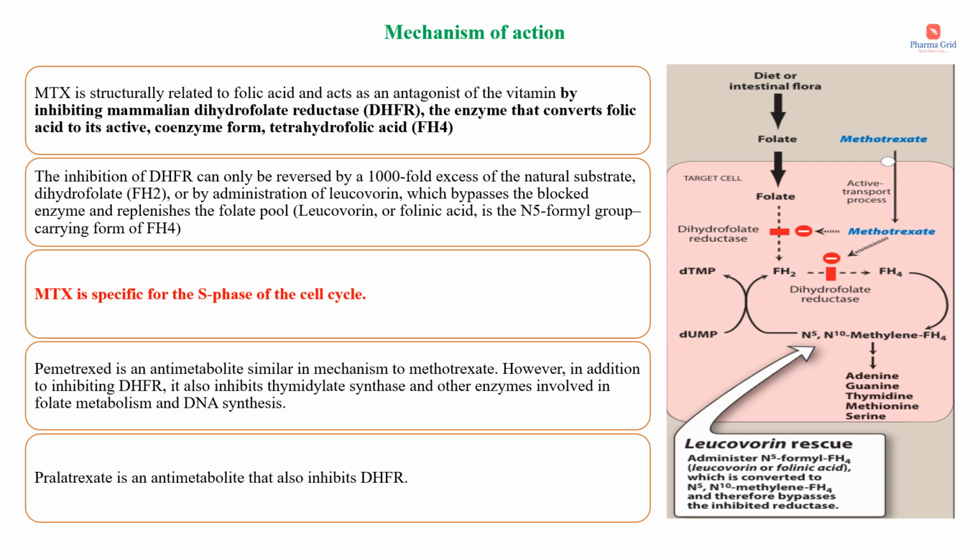And here you can see the mechanism of action of methotrexate. Methotrexate inhibits the dihydrofolate reductase enzyme, which is responsible for the conversion of folic acid to its active coenzyme form, tetrahydrofolic acid. Pemetrexate is an antimetabolite similar in mechanism to methotrexate. However, in addition to inhibiting dihydrofolate reductase, it also inhibits thymidylate synthase and other enzymes involved in folate metabolism and DNA synthesis. Pralatrexate is an antimetabolite that also inhibits dihydrofolate reductase.